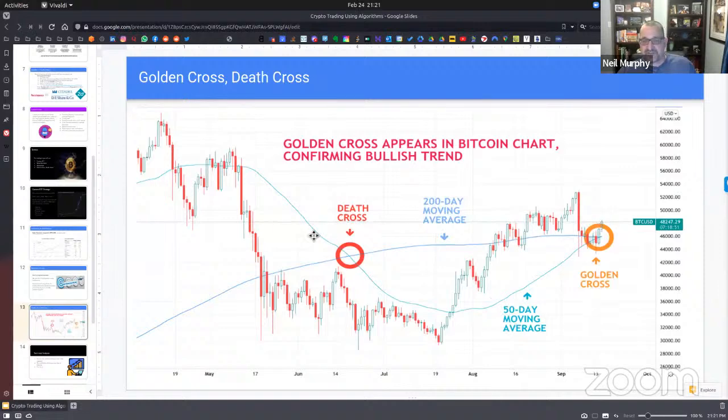So this is the death cross of it going down, right? So you got to get out, or you can short. In this case, we just sold. And then when it goes up, then you want to buy. So let's have a look.